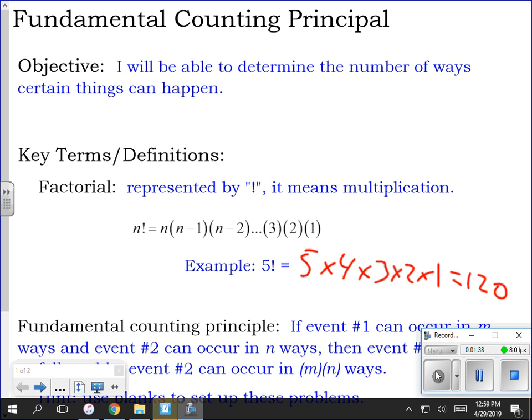You take that number times 1 less times 1 less times 1 less times 1 less until you get down to 1. So 8 factorial will be 8 times 7 times 6 times 5 times 4 times 3 times 2 times 1. And they can get pretty big pretty fast. There is on your calculators a way to do factorials. You're not going to have to do anything that big, probably, so it's not that big a deal. There will be a way to do it.